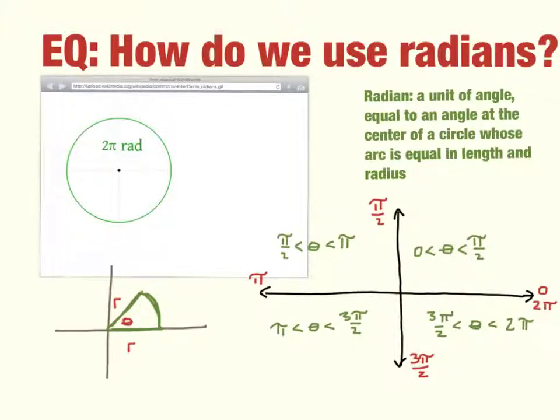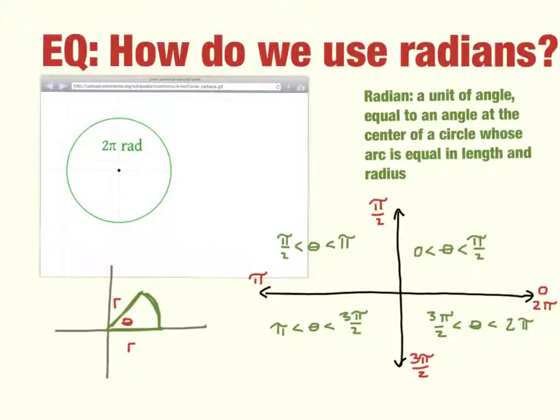Okay, how do we use radians? Well, first of all, what is a radian? A radian is a unit of an angle. It's equal to an angle at the center of a circle whose arc is equal in length to the radius. So, at first it's like, what does that mean, right?